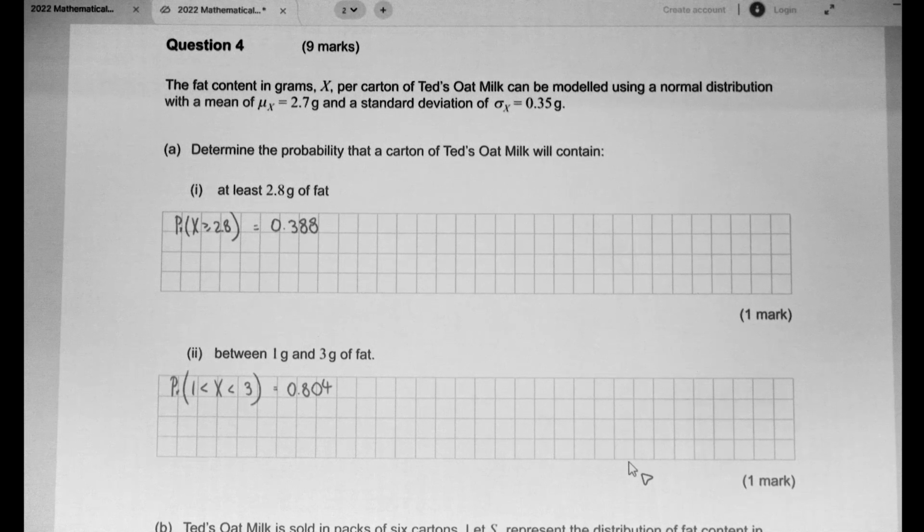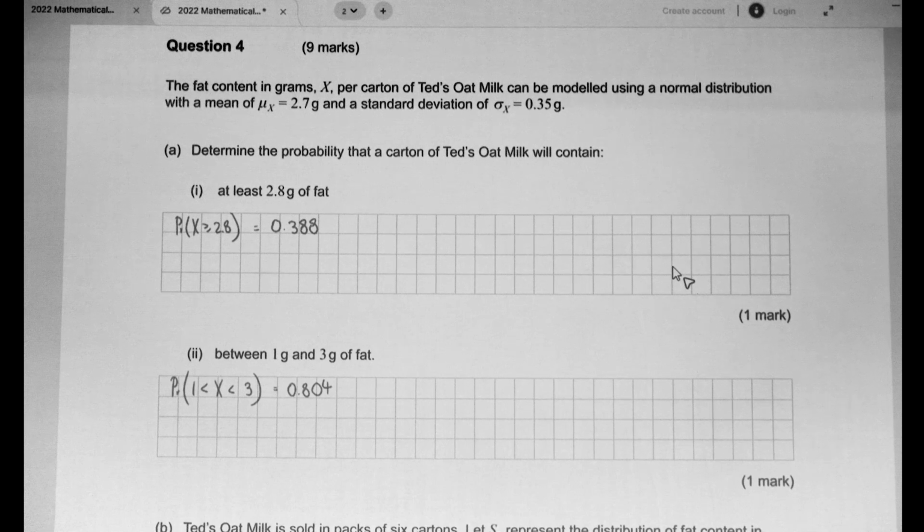Okay, the fat content in Ted's oat milk, pretty straightforward, at least 2.8 grams of fat. They could just write the 0.388 there and get the mark. They don't have to have a probability statement.